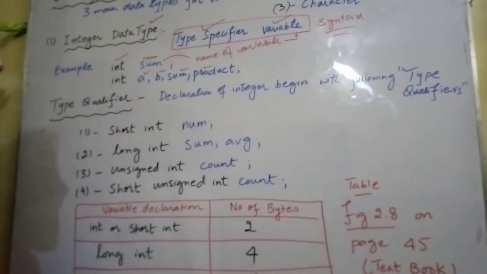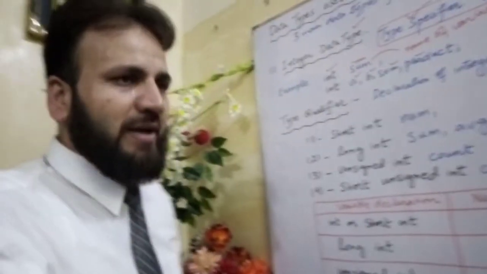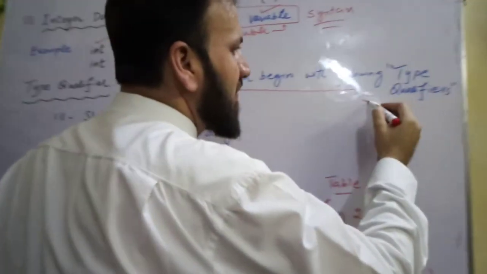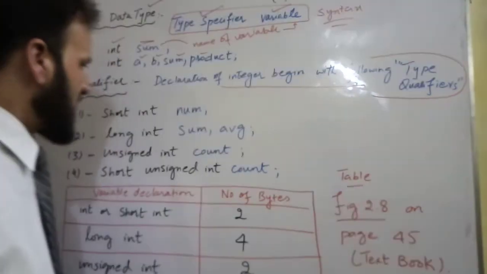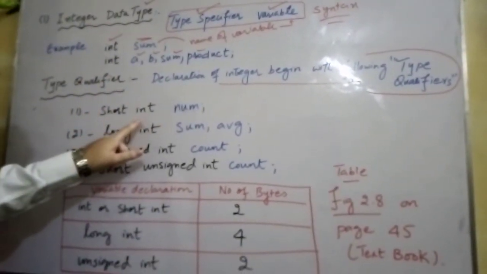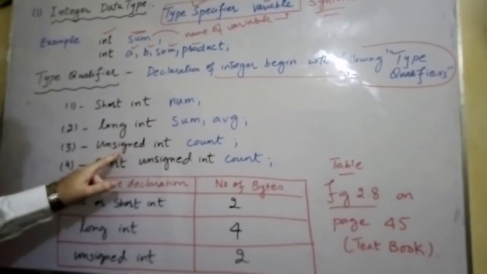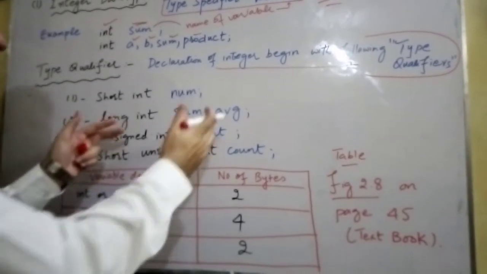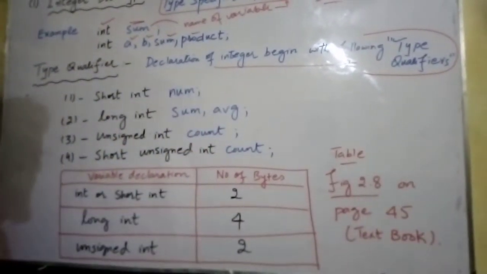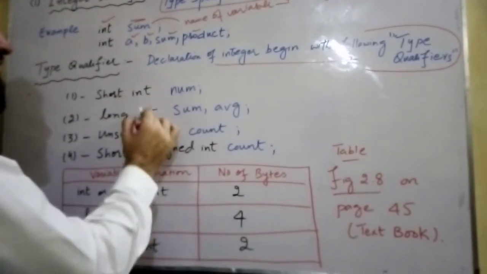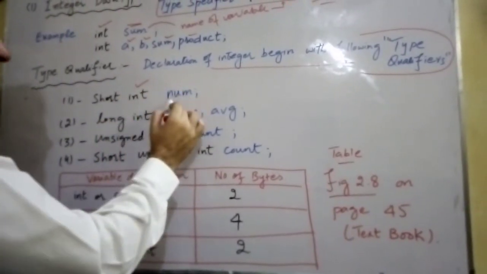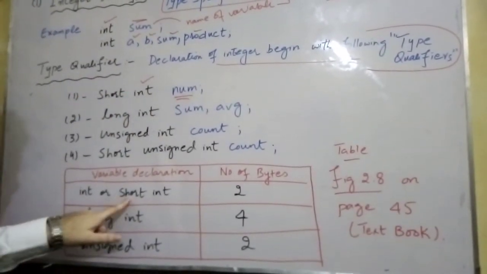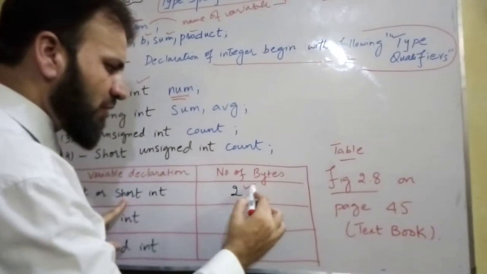Integer data type also has four different type qualifiers. We can say that the declaration of integer begins with four types of type qualifiers. These are short integer, long integer, unsigned integer and short unsigned integer. Basically these are the integer type qualifiers. Generally we use integer or short integer, for example num variable, its data type is short integer. Integer or short integer both have number of bytes 2.